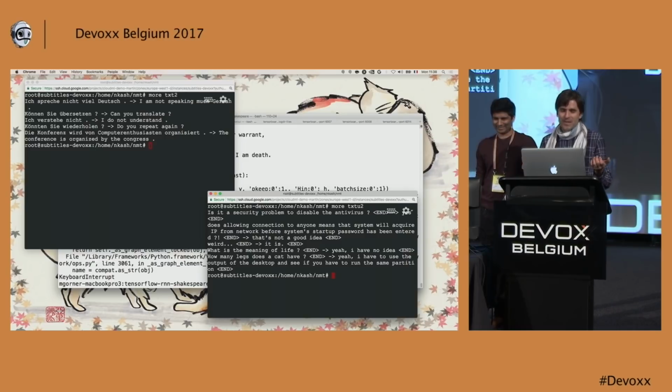And then, well, just to show you that it's not yet so good, I asked how many legs does a cat have, and it answers, yeah, I have to use the output of the desktop and see if you have to run the same partition. No, no, no, not the point.